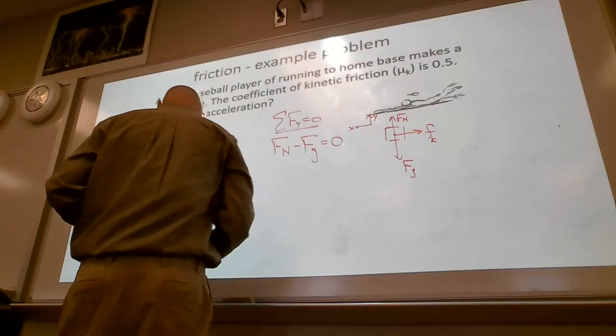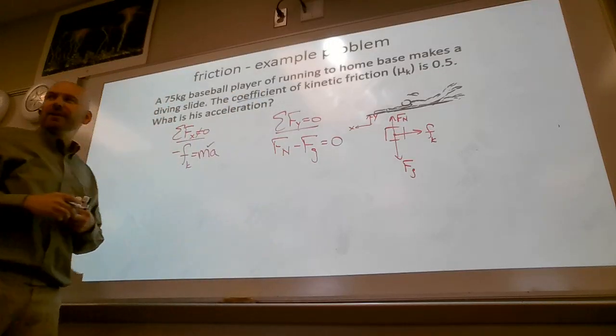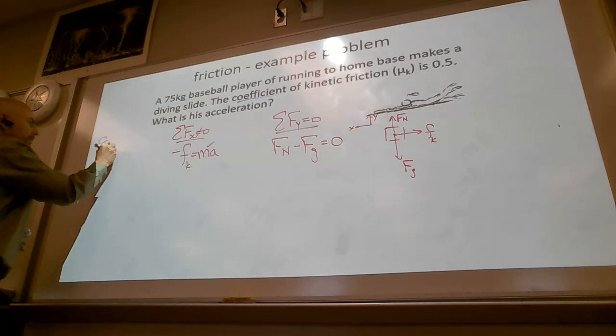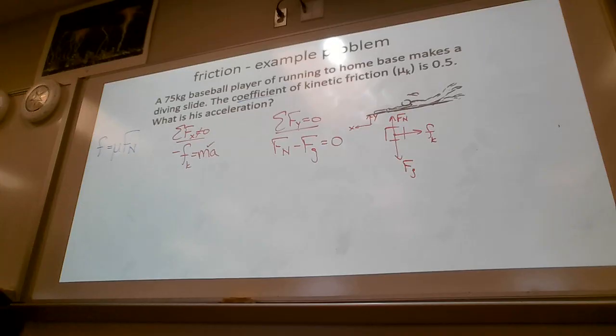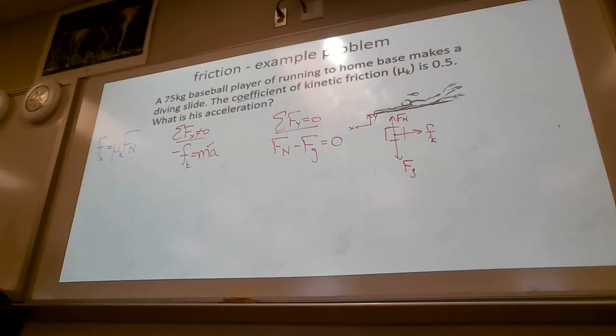If you're given a coefficient, 90% of the time, you're going to be using this equation in some form, whether that's static or kinetic. In this scenario, we've got kinetic. What about the other 10% of the time? You don't need it, like it's a distractor.